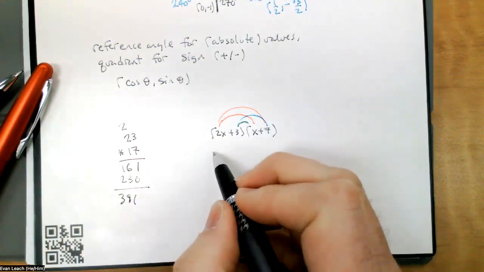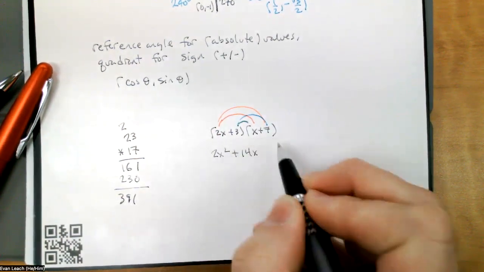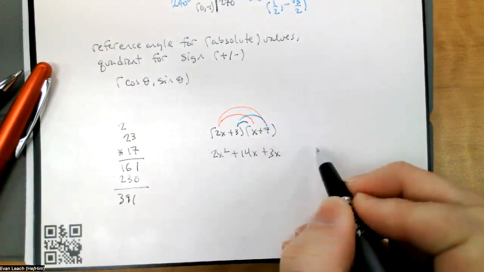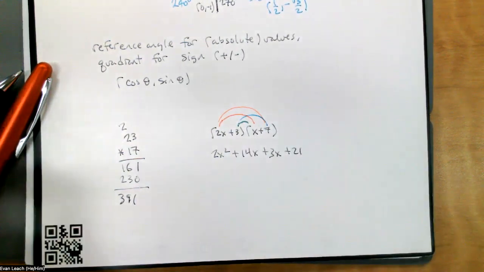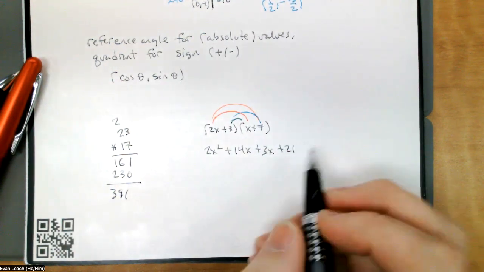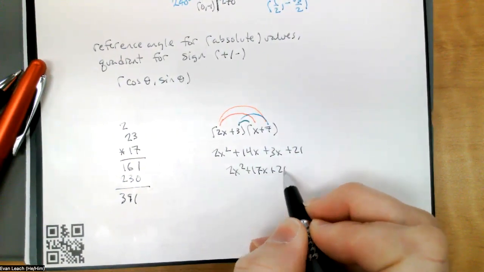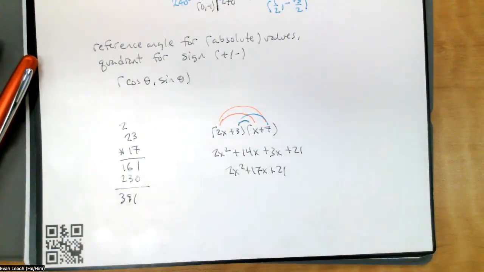So 2x times x is 2x squared. 2x times 7 is 14x. 3 times x is 3x. 3 times 7 is 21. Oh, and then what can we do? Combine like terms. What are the like terms? 14x and 3x is 17x.